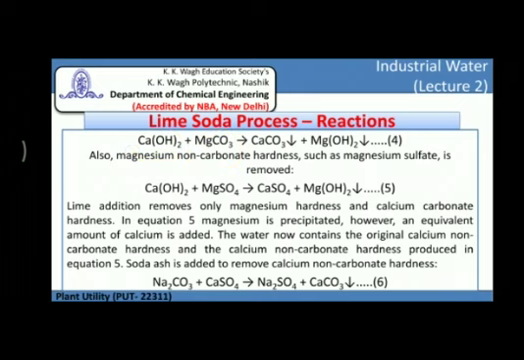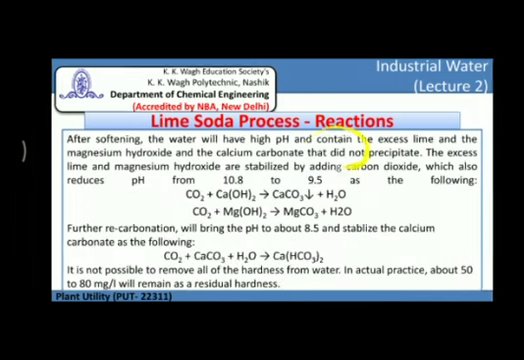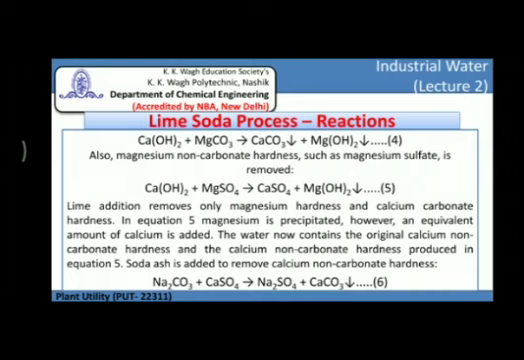After the reaction of this calcium hydroxide and magnesium carbonate, calcium carbonate, which is in undissolved form, is formed, and magnesium hydroxide is formed, which is also in undissolved form, and both this calcium carbonate and magnesium hydroxide will form the precipitate. Also, the magnesium non-carbonate hardness, such as magnesium sulfate, is removed.